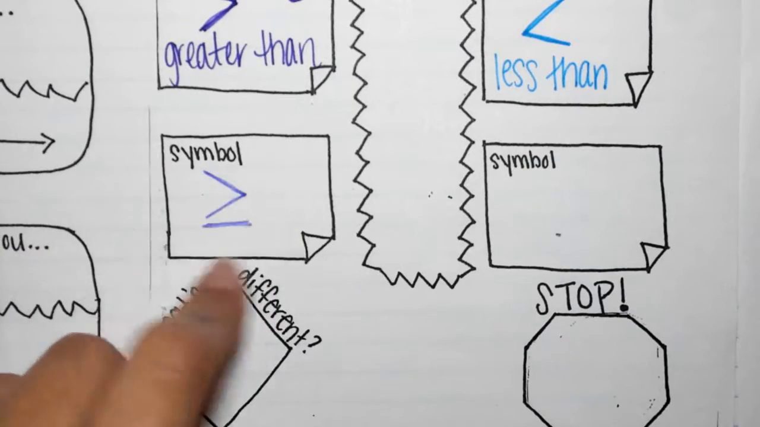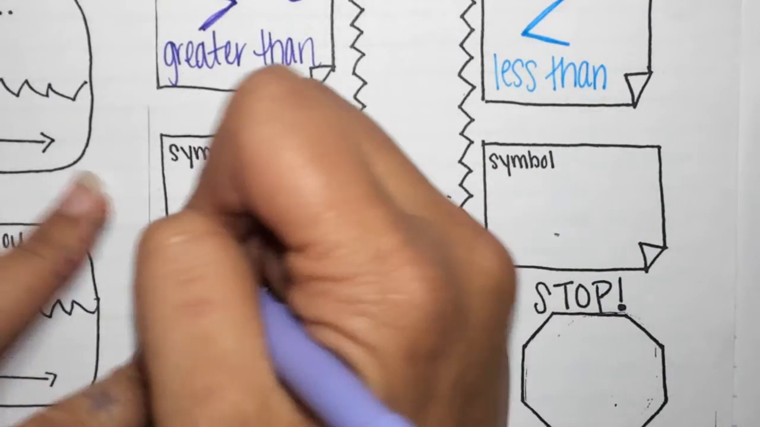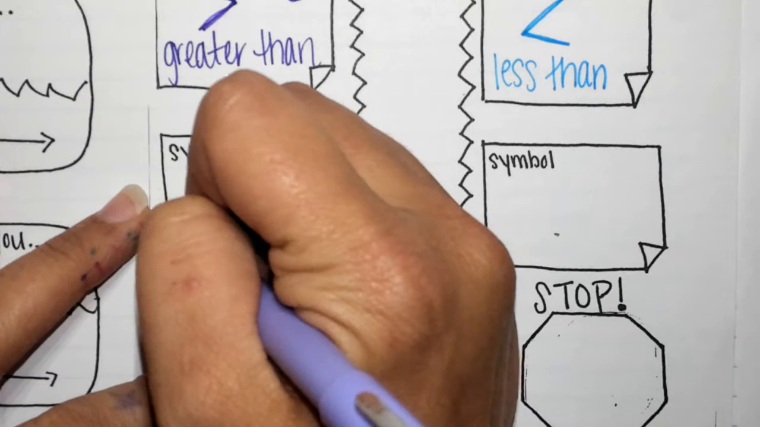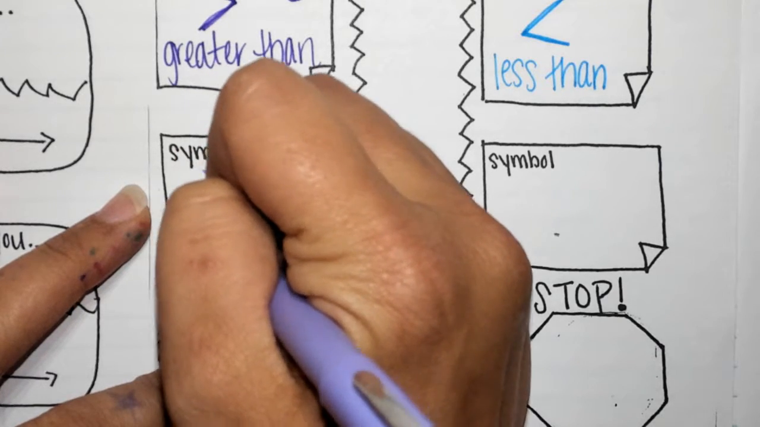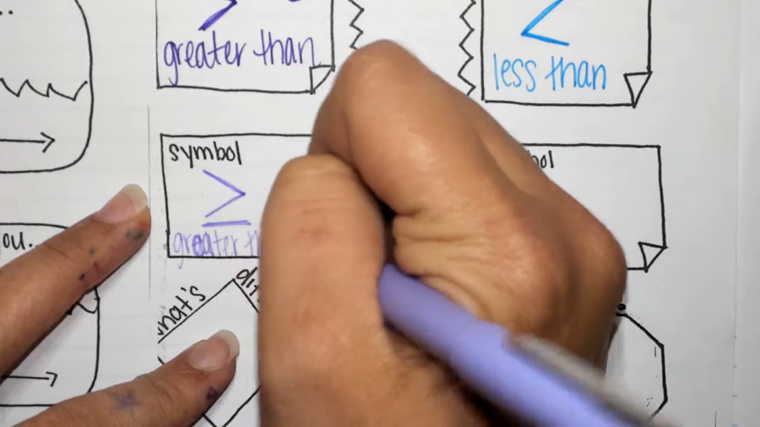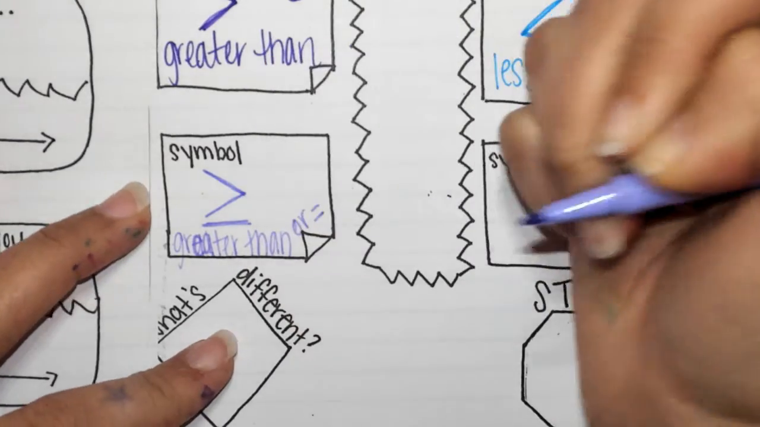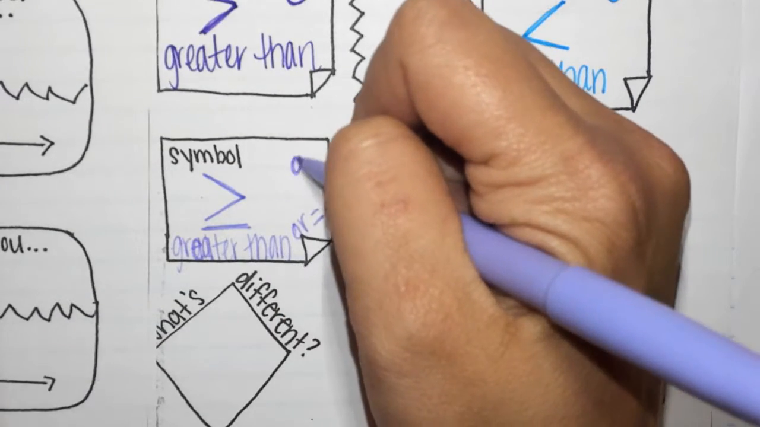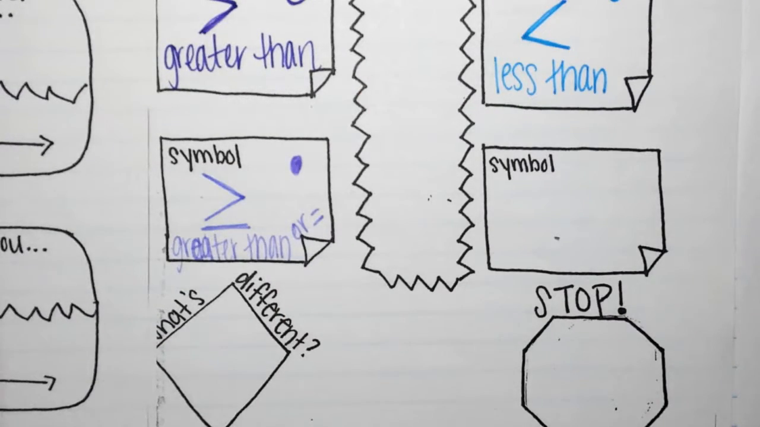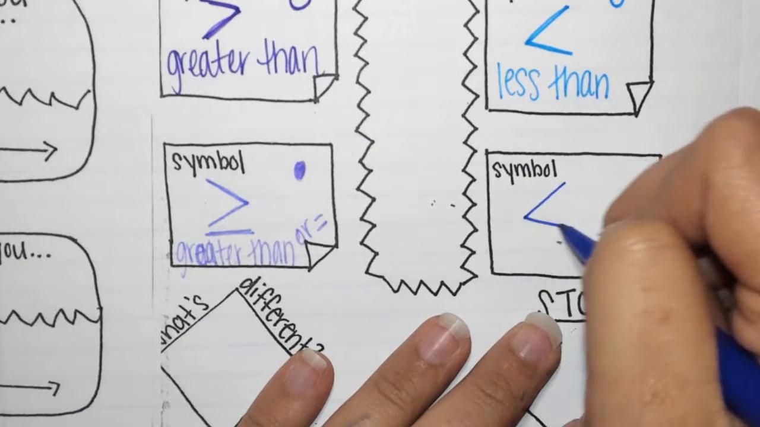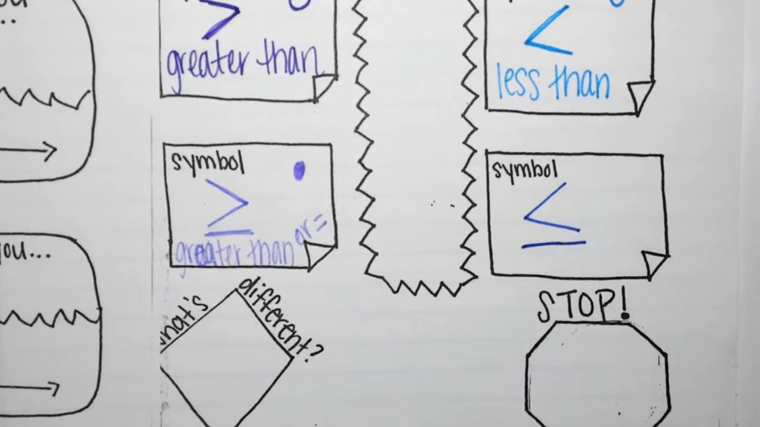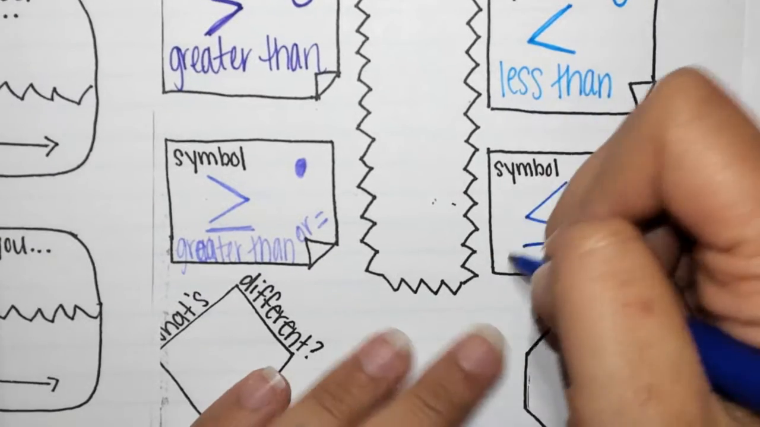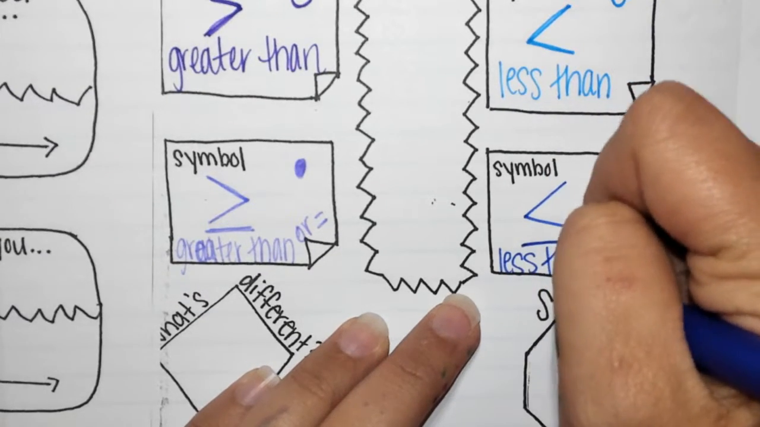So can anybody tell me what this is? Equal to. And is this going to be an open or a closed circle? Closed circle. The next one is less than or equal to, and then it will be a closed circle. Take a point.